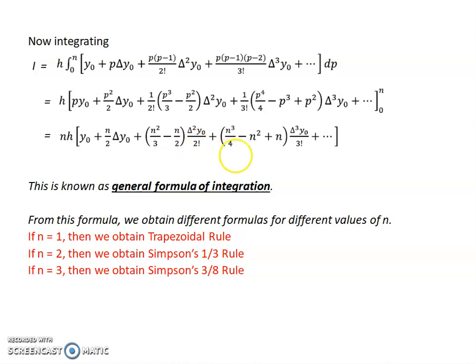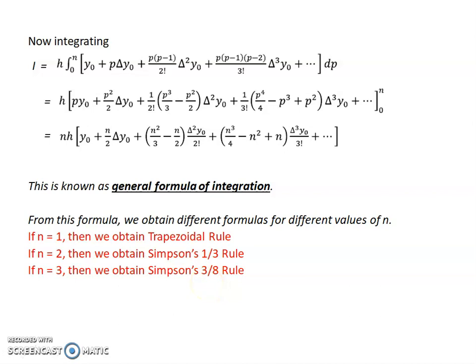Now we use this general formula of integration to formulate three different rules of integration. If we put n is equal to 1 here, we obtain the trapezoidal rule. If we put n is equal to 2 here, we obtain Simpson's 1/3 rule. If we put n is equal to 3 here, we obtain Simpson's 3/8 rule.